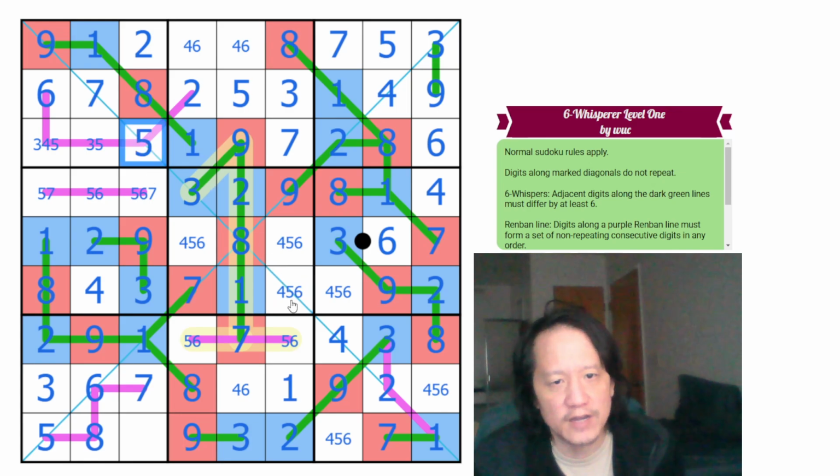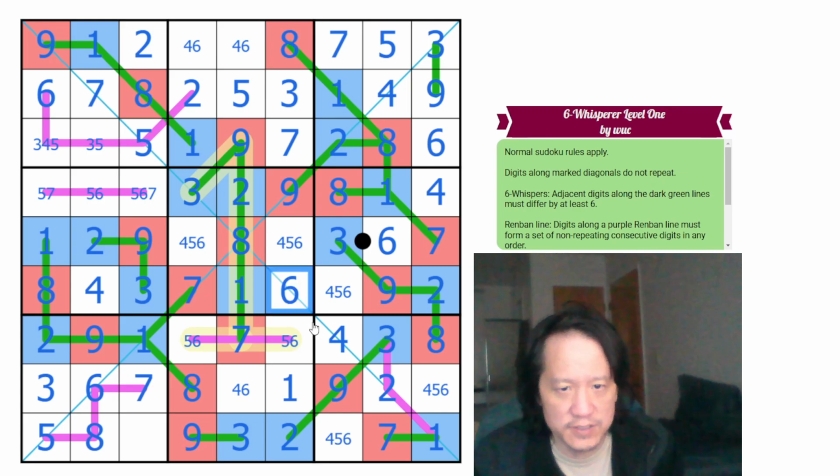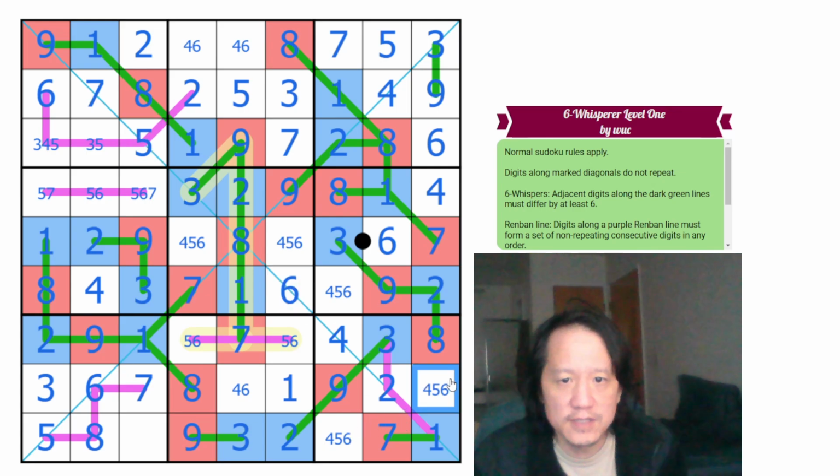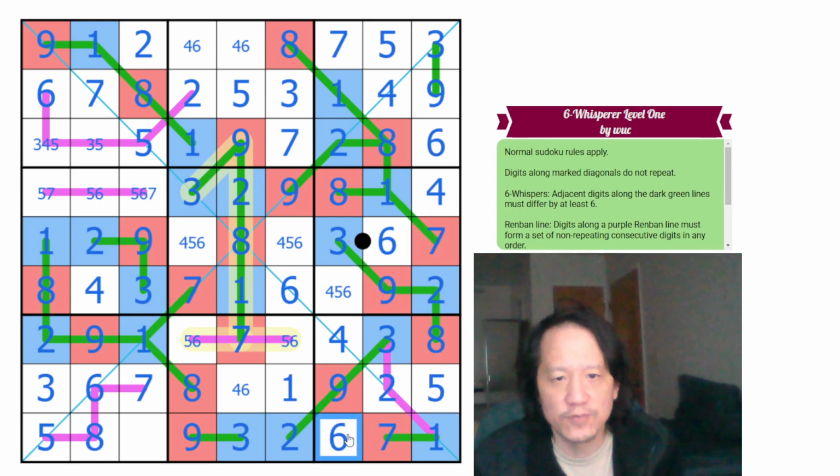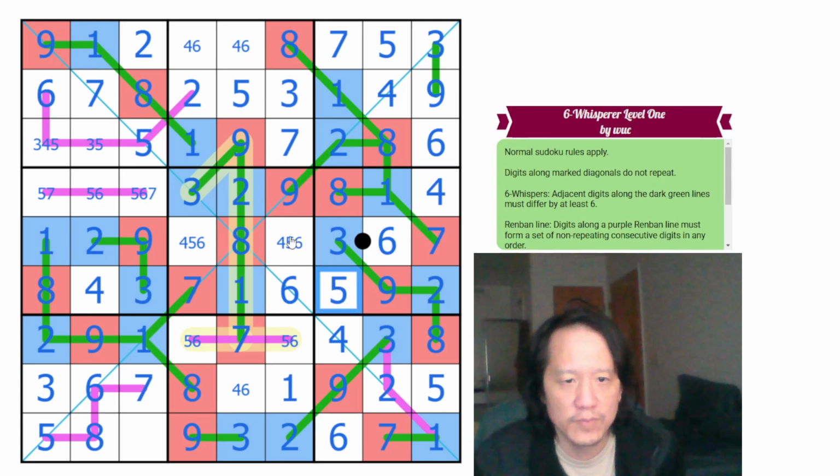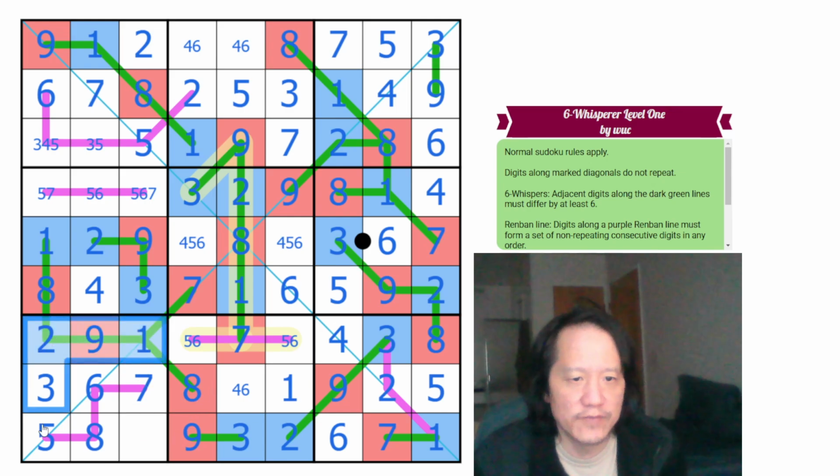Therefore, that's a 5. This can't be 4 or 5 because of that 5 on the diagonal, so this must be a 6. This can't be 4 or 6, therefore this is a 5. This can't be 4 or 5, therefore this is a 6. This can't be 4 or 6, so therefore it's a 5. The last remaining cell in box 7 is a 4. This is just now normal Sudoku.